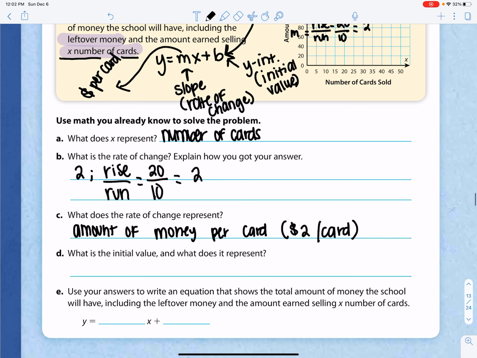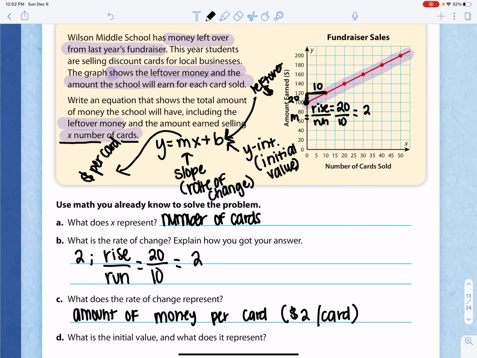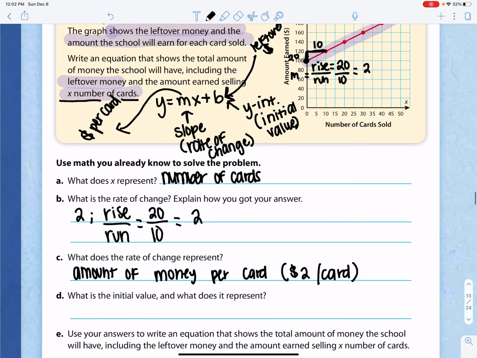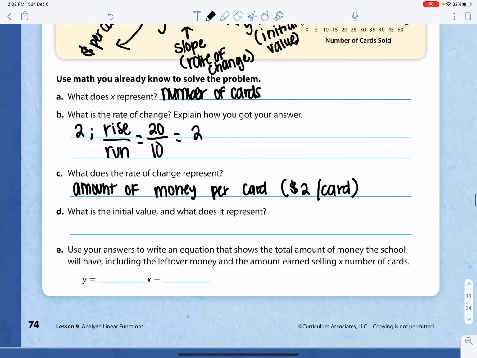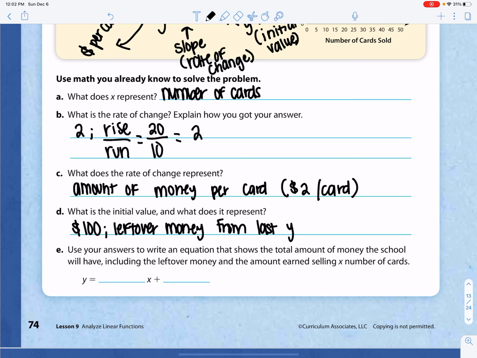What is the initial value and what does it represent? The initial value, again, started off at 100, and that was the leftover money from last year's fundraiser. So $100 is our initial value, and that's the leftover money from last year's fundraiser. And E: use your answers to write an equation that shows the total amount of money the school will have, including the leftover money and the money earned selling x number of cards.